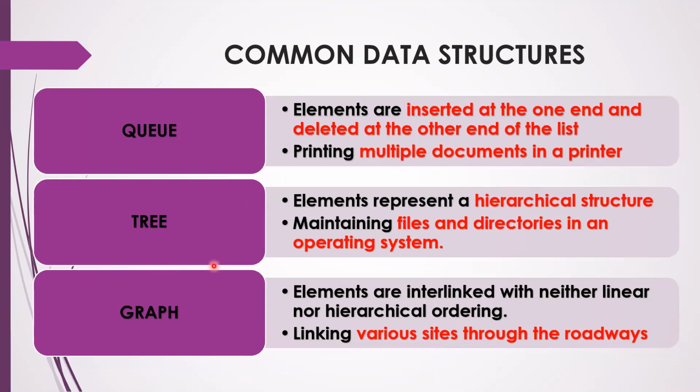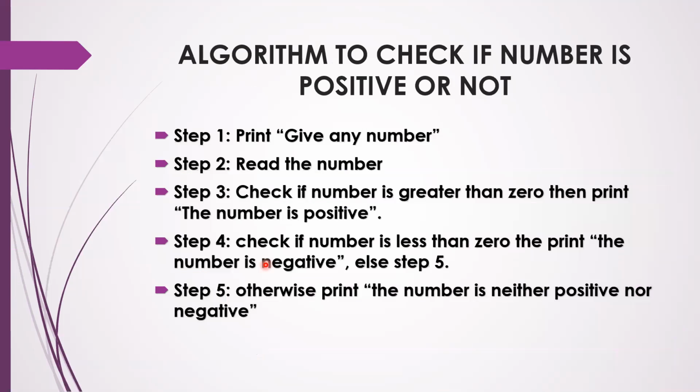A tree is used to represent a hierarchical structure. It is used to maintain files and directories in an operating system. And graphs are like a website: when we type a keyword, we have several links, and in each link we may have sublinks also. So linking various sites through the roadway, a graph is used for that. It does not have linear or hierarchical ordering. So tree and graph are non-linear data structures.